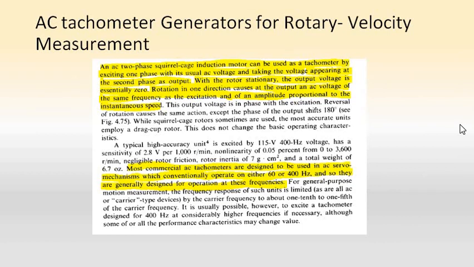For general purpose motion measurement, the frequency response of such units is limited by the carrier frequency to about 1/10 to 1/5 of the carrier frequency. It is usually possible, however, to excite a tachometer designed for 400 Hz at considerably higher frequencies if necessary, although some or all of the performance characteristics may change in that case. So that is about the AC tachometer generator for rotary velocity measurement.